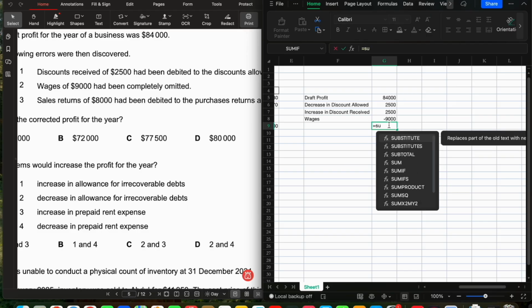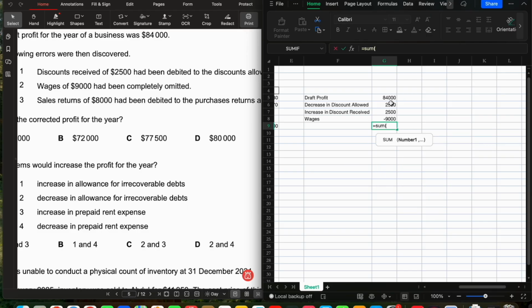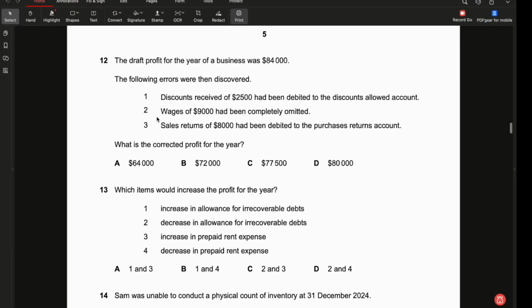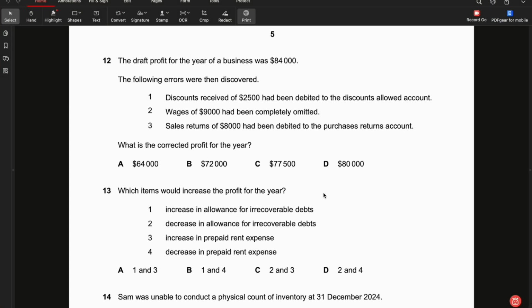So my remaining amount is this much. So 80,000 is my correct profit for the year. Option D. For question number 12, option D is our correct answer.